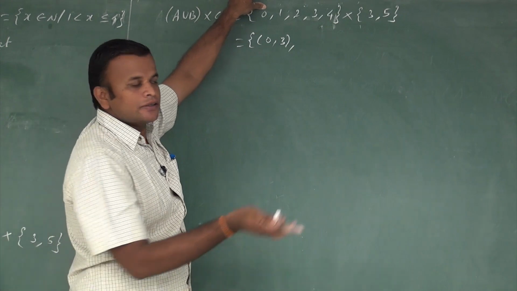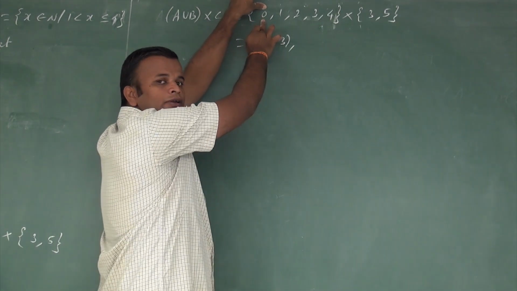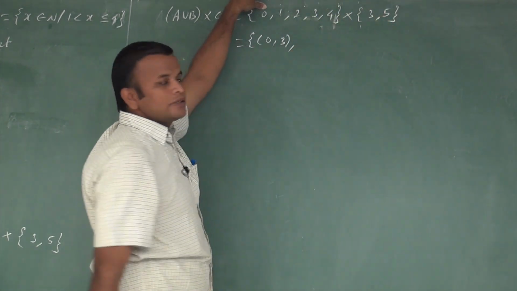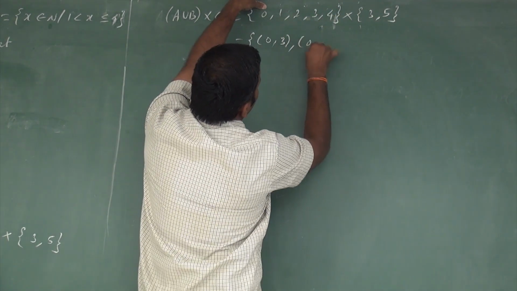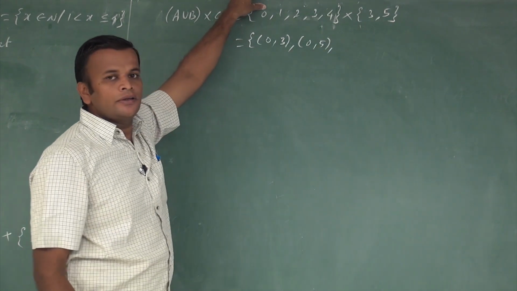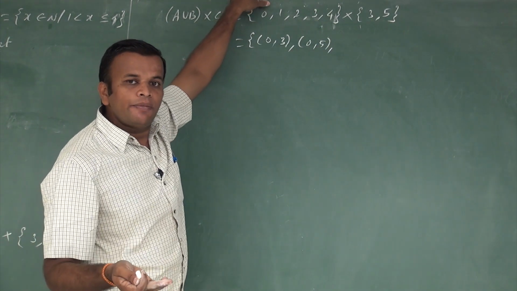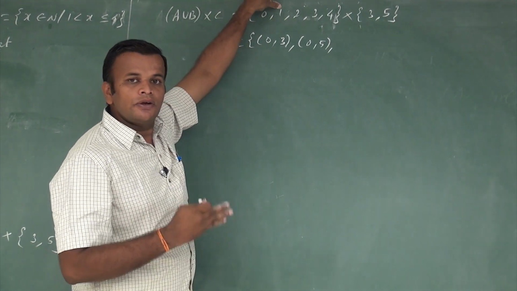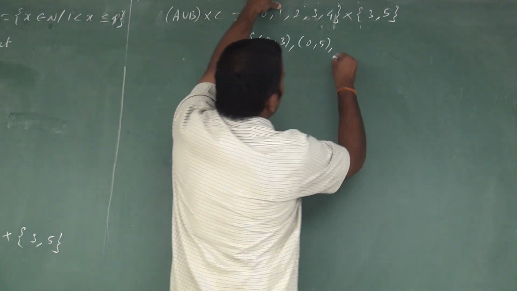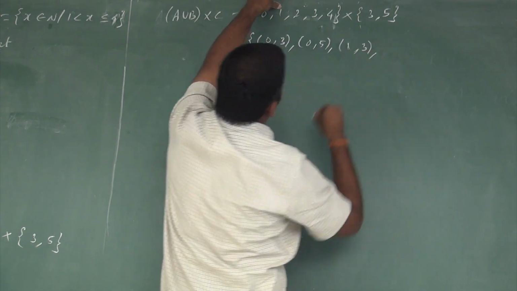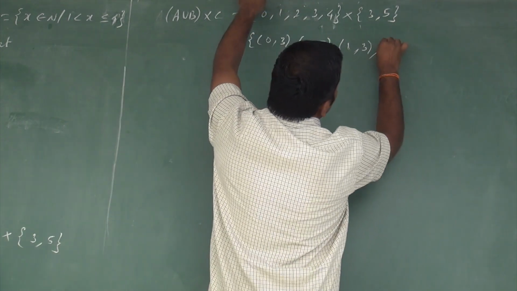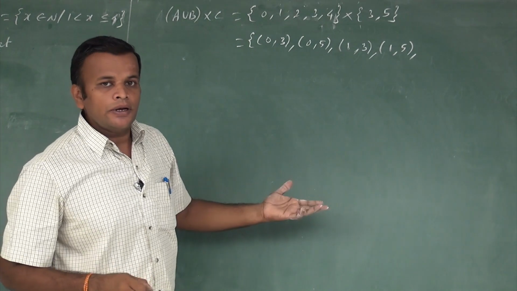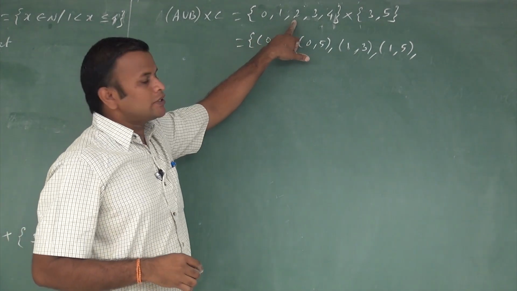And the second one: we don't change the element in the first set, we change the element in the second set. After 3 in the second set is 5, so 0 comma 5. The next one, we change the element in the first set: after 0 the next element is 1, and we do the same process. So the next ordered pair is 1 comma 3, 1 comma 5.